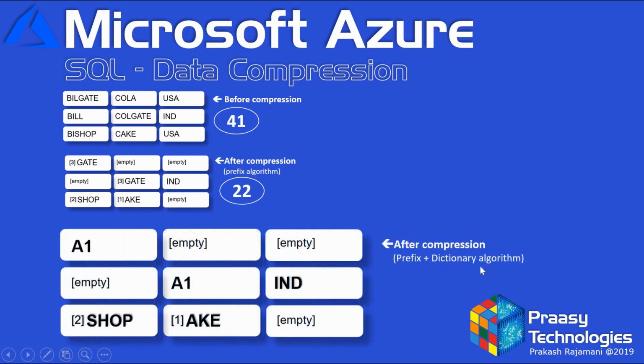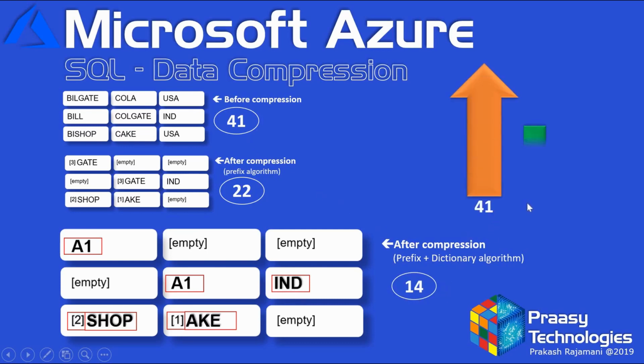Now let's see the size of the table after the prefix dictionary, and this is 1 character, and 2, 6, and this is 7, 10, 11, 11 plus 3, and it has been 14. There you can see that the size has been drastically reduced from 41, to 22, and now 14. So before compression it was 41, and after applying all these algorithms the size has been reduced to 14.